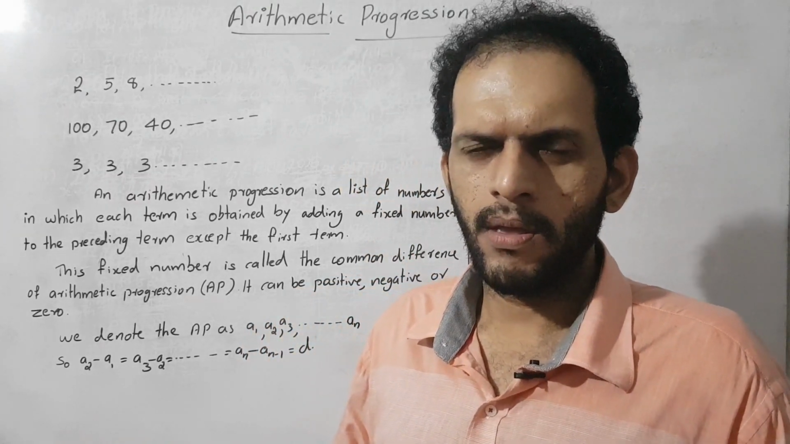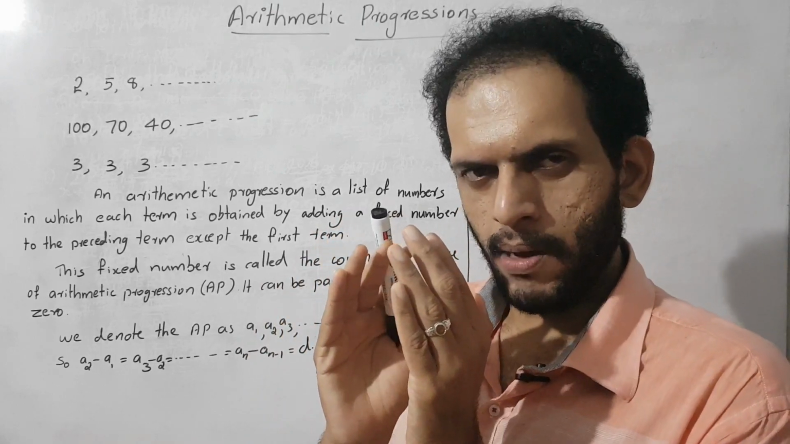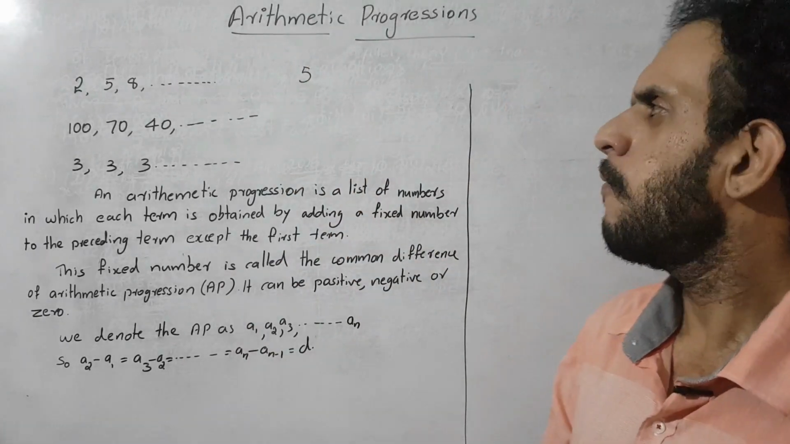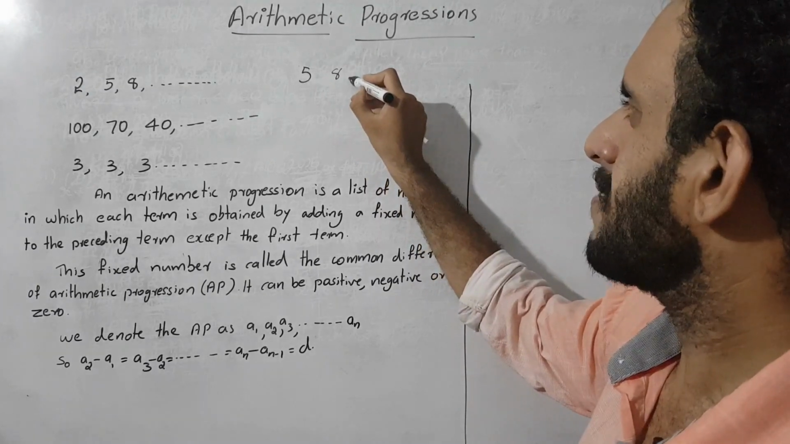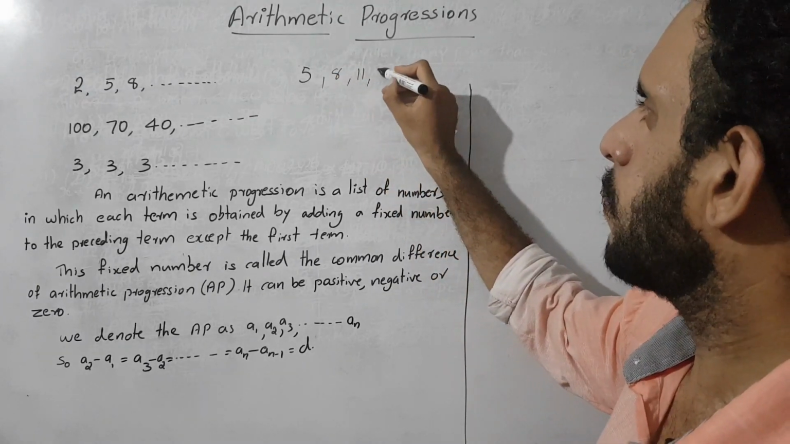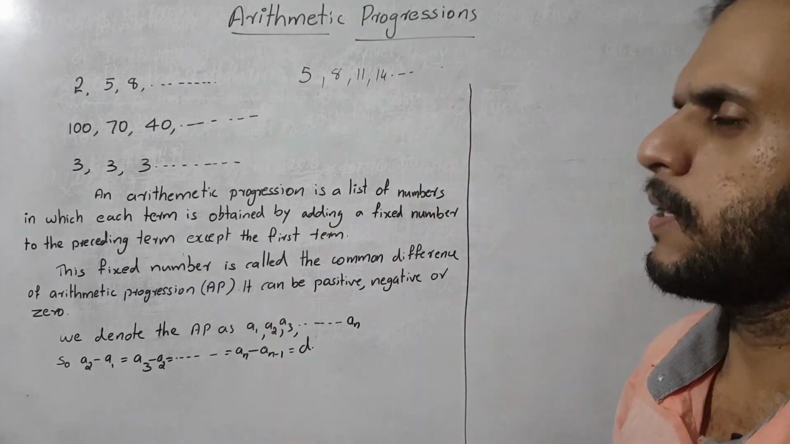Okay, we start with a number, 5 for example. Then 5 plus 3 is equal to 8. 8 plus 3 is equal to 11. 11 plus 3 is equal to 14. And we write like this. This is called arithmetic progression.